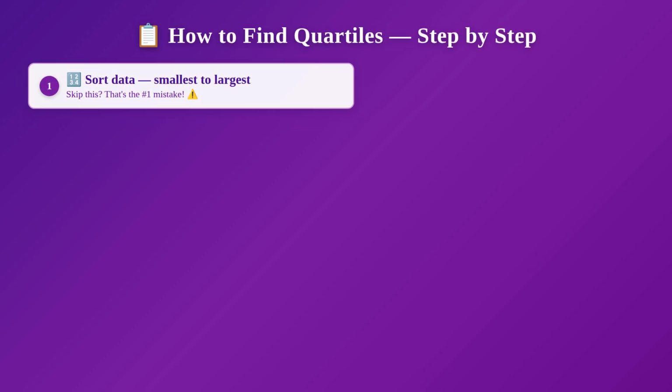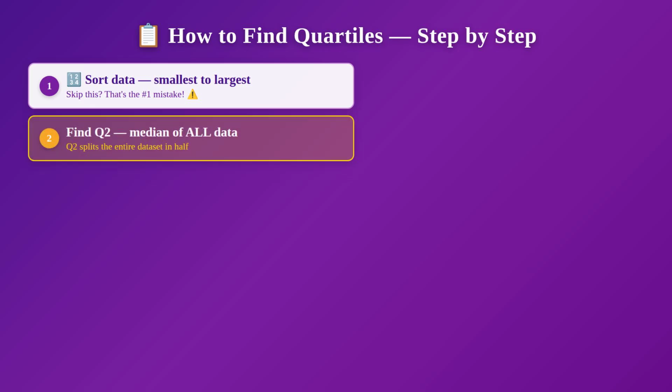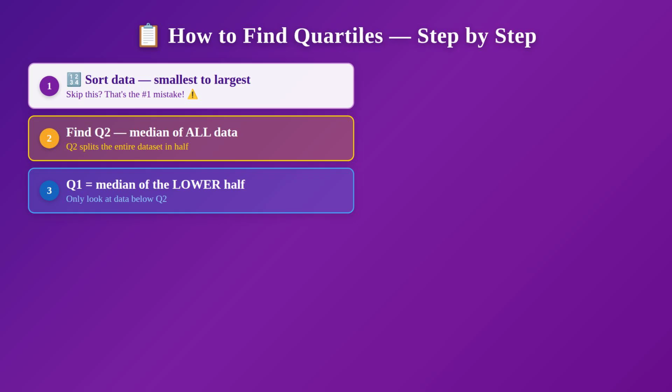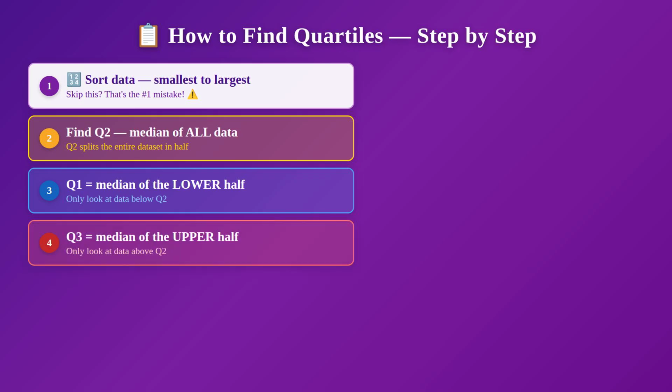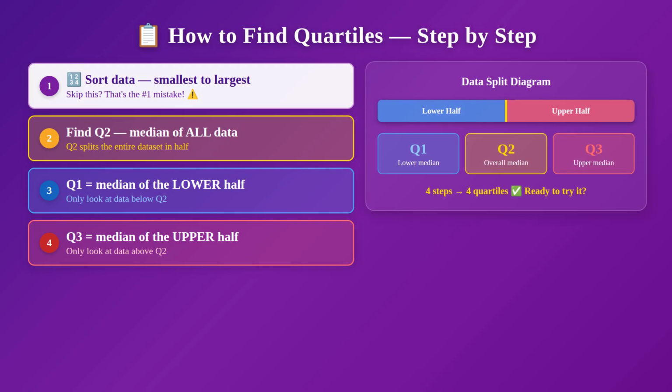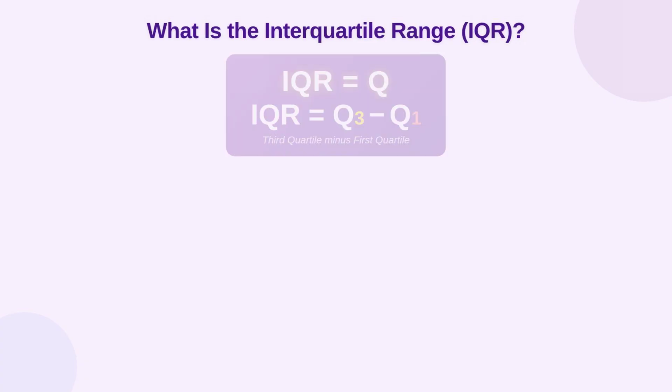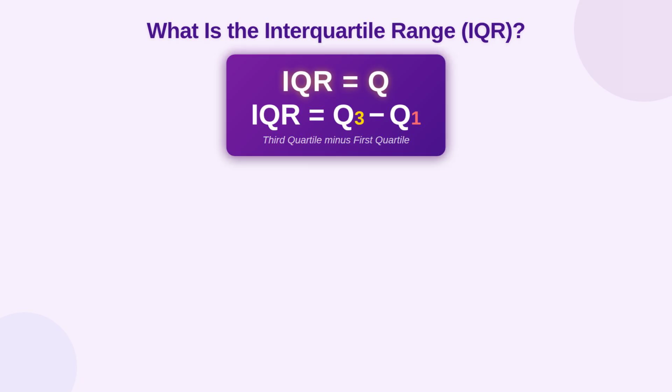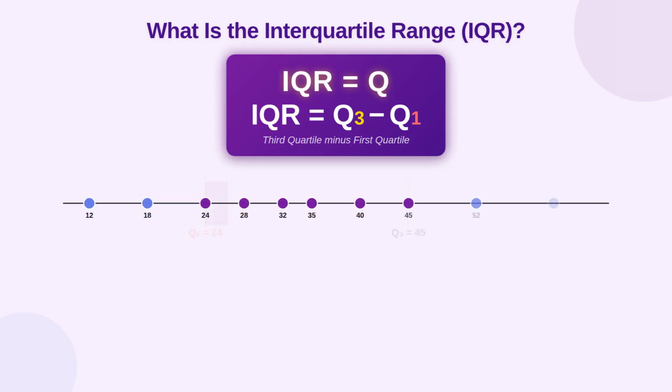Okay, Marcus, here's your game plan. 4 simple steps. First, always sort your data from smallest to largest. Skipping that step is the #1 mistake students make. Step 2, find the median of the whole dataset. That's Q2. Step 3, look only at the lower half of the data and find its median. That's Q1. Now, here's the part Marcus was so confused about, the interquartile range, or IQR.